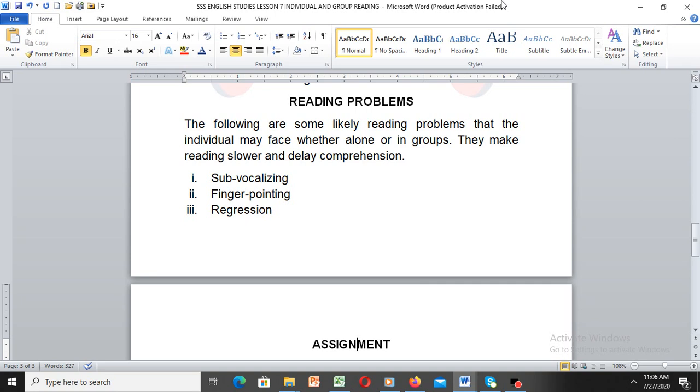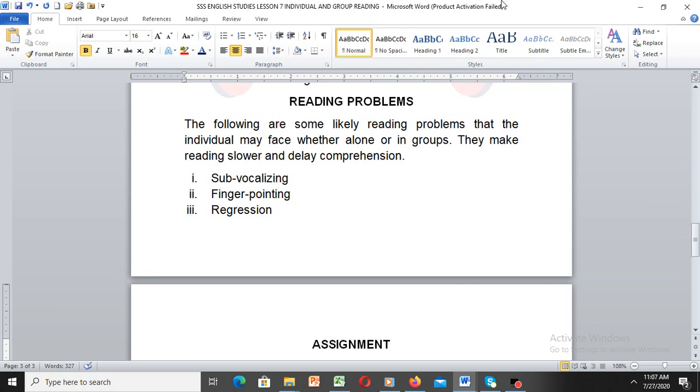Number one, we have sub-vocalizing. Please, if you are writing, write it down here. Make sure you write. Number one, we have what? Sub-vocalizing. What does it mean? Now you can write. This is murmuring the words you read to the hearing of the person next to you. It is a mark of poor reading. When you are reading out loud for the person next to you to hear what you are reading, it's called sub-vocalizing, and it is an attitude of poor reading. It's not good for a good English student. Is that okay? So it's a problem.